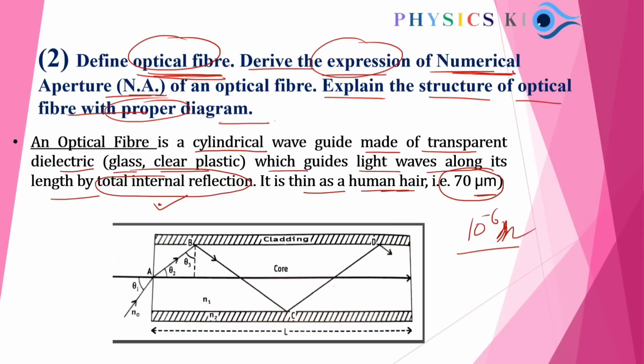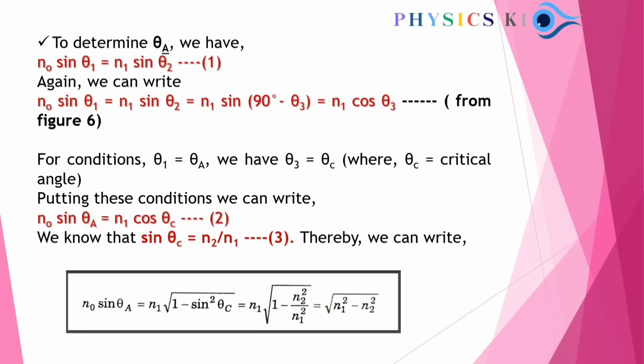For that you have to draw this diagram. Your n0 is the medium, the incidence angle is theta 1, then this angle is theta 2, and this angle is theta 3. Everyone knows the inside part is core and the second part is cladding. Now apply Snell's law. n0 sin theta 1 is equal to n1 sin theta 2, and everyone knows sin theta 2 can be written as sin(90 minus theta 3), and sin(90 minus theta) is equal to what? Cos theta. So just replace: n0 sin theta 1 is equal to n1 cos theta 3.